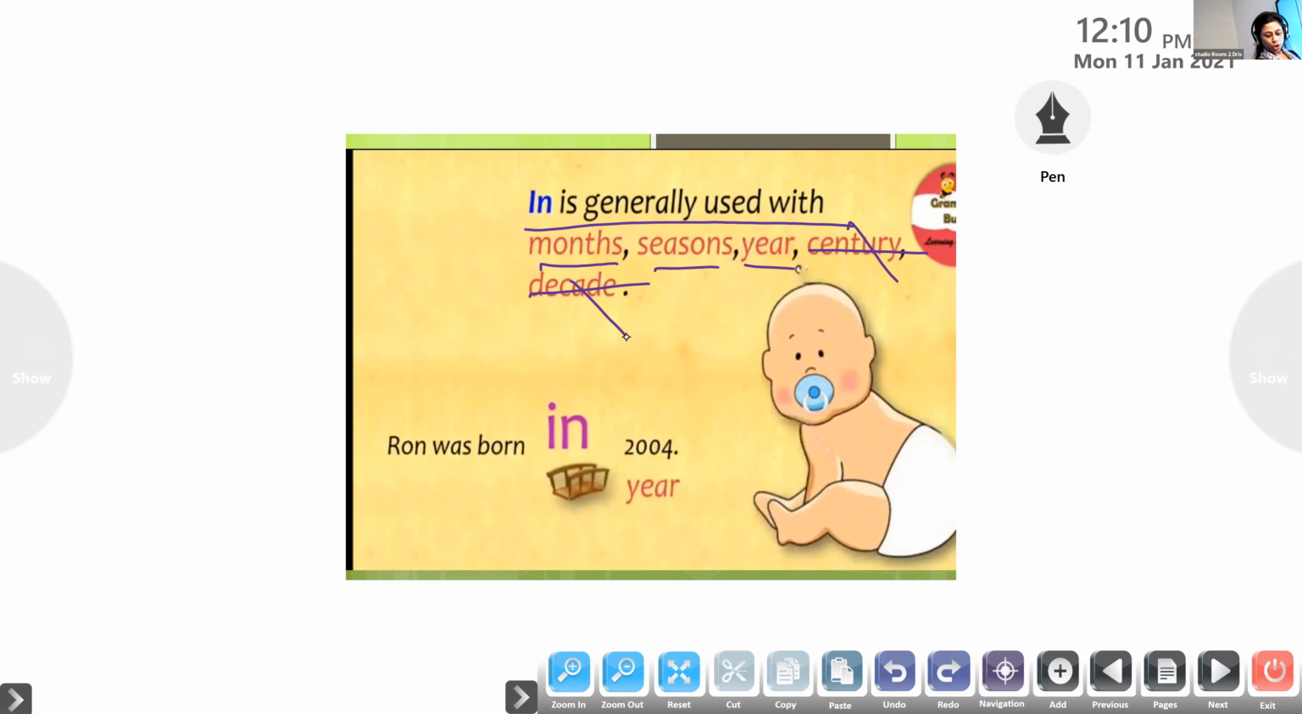Yes, that we have finished. I know it. Worksheet 15. Yes, please do take worksheet 15. Page number 38. All of you, please do take it.